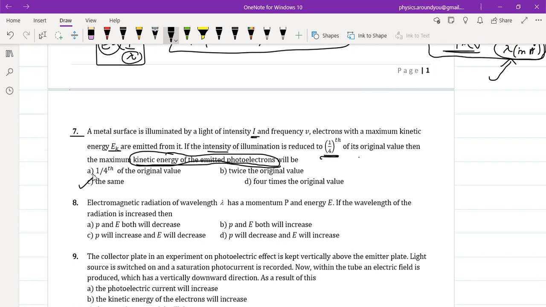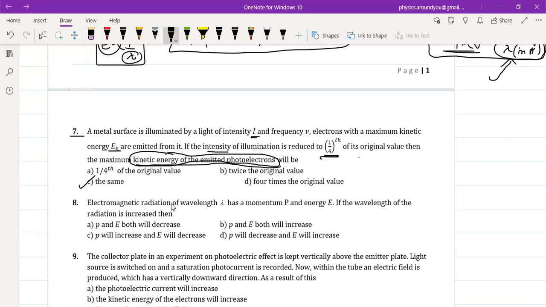See, we are not working out much. We are simply saying, since the kinetic energy depends only on the frequency, and frequency is being held constant, it is independent of intensity. Therefore, the kinetic energy shall remain the same.